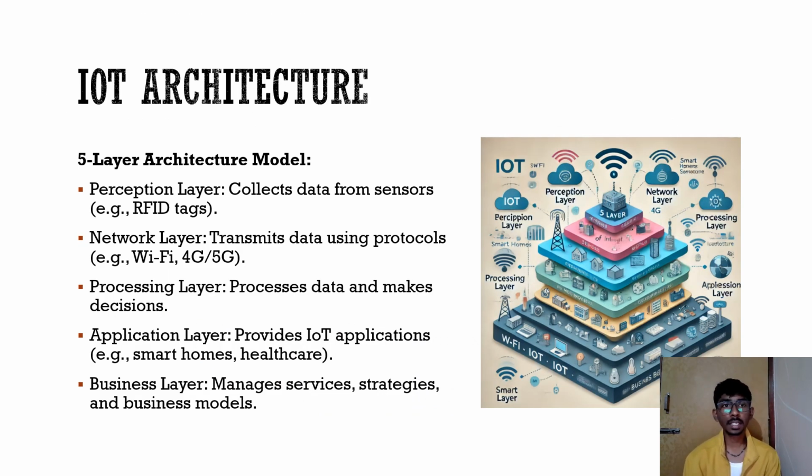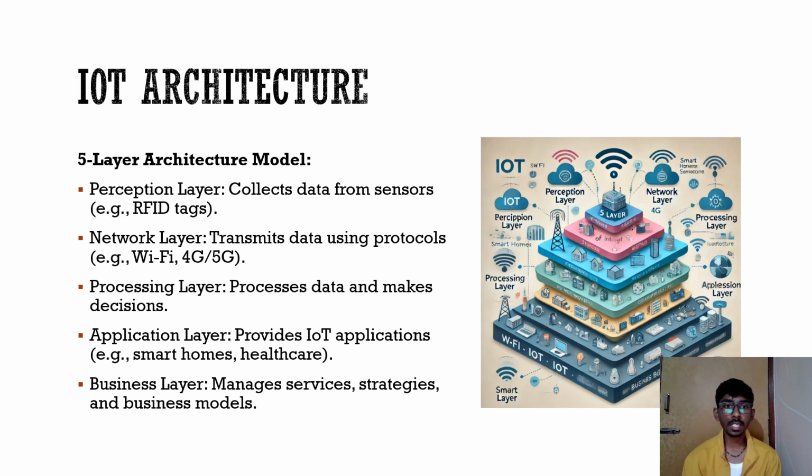IoT architecture. The most common architecture model is the five-layer architecture. Perception layer: this collects data from sensors. In FASTag, we can see there is an RFID tag in each car. The data is collected through that. And the network layer: the collected data, that is the car details collected in the RFID tag, is then passed to the network layer, where it checks in the database whether that car is registered and has the minimum balance so that the vehicle can pass through the toll or not.